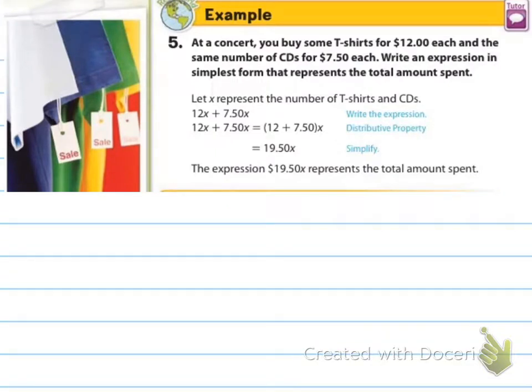Example number 5 says, at a concert you buy some t-shirts for $12 each and the same number of CDs for $7.50 each. Write an expression in simplest form that represents the total amount spent. So it says, let X represent the number of t-shirts and the number of CDs.